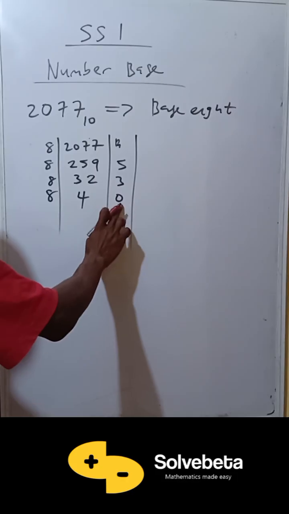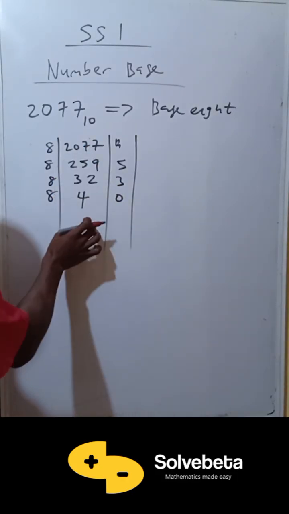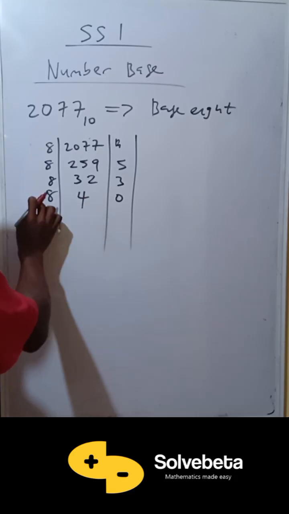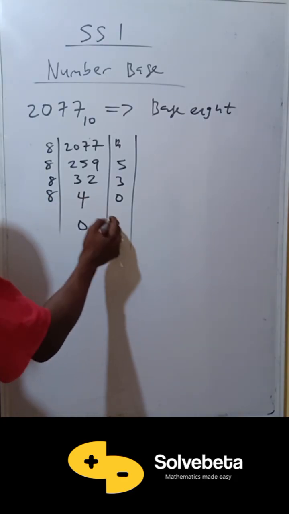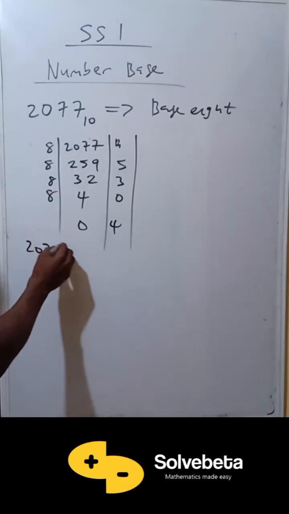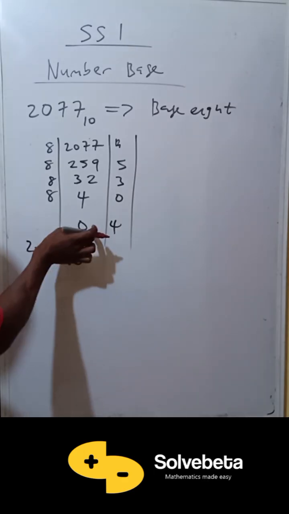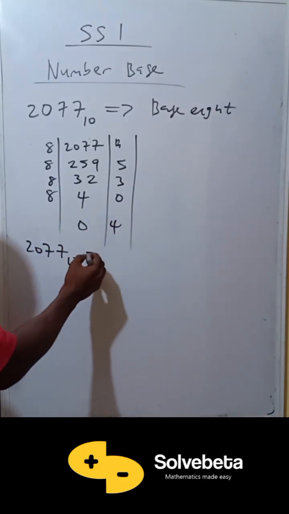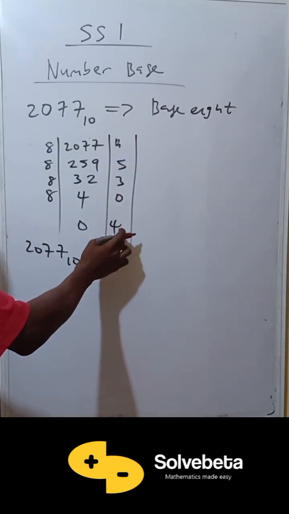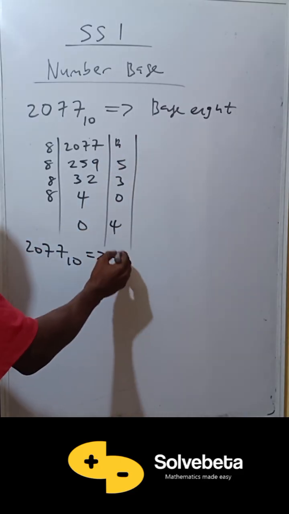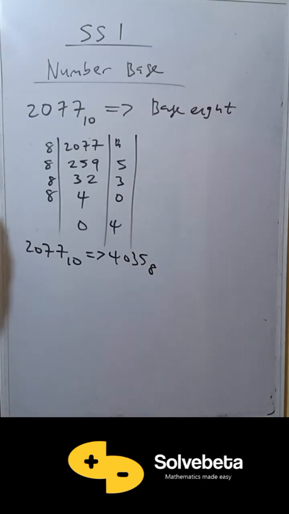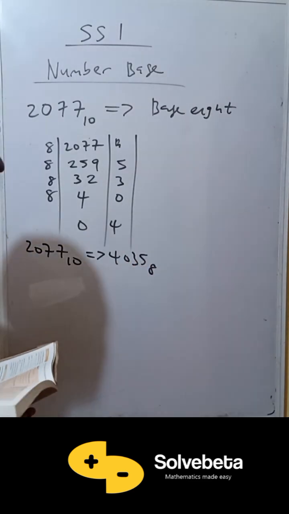You will not stop here when you get this remainder 0. You have to stop when the quotient is 0. 4 divided by 8, because 4 is less than 8, you say 0 remainder 4. So it means that 2077 in base 10, we are going to stop here because we are getting 0, is the same thing as, you move upwards, 4035 in base 8.